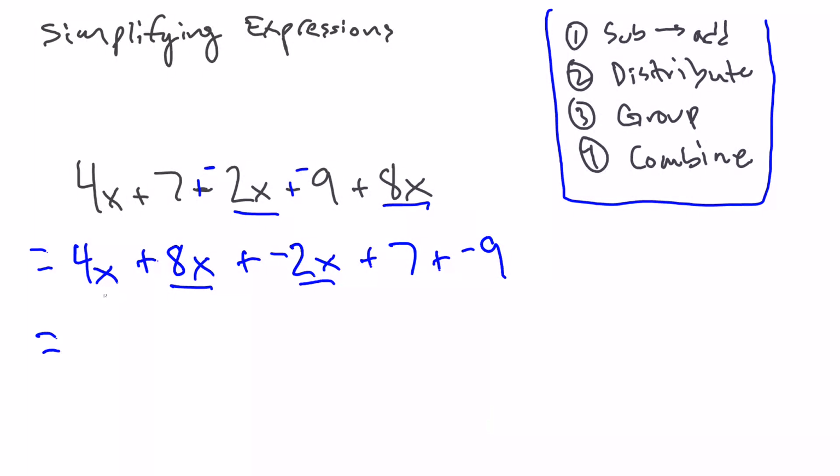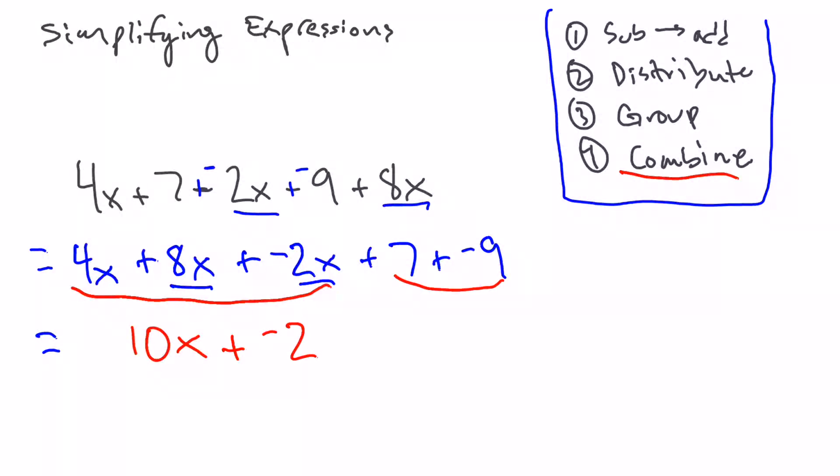But when I combine, that's when I want to really do some of the adding and subtracting that we do in our mind. So here we have 4 plus 8 is 12, and I'm adding a negative 2, so that's going to be a positive 10x. And then I have 7 plus negative 9, which is just going to be negative 2. So 10x plus negative 2 is our answer for that.